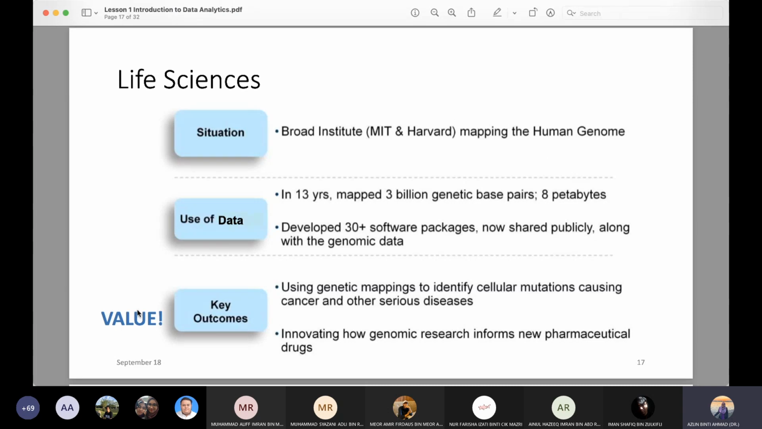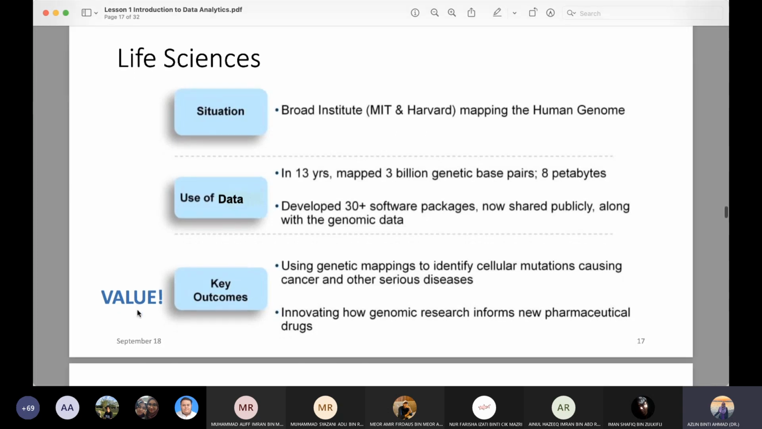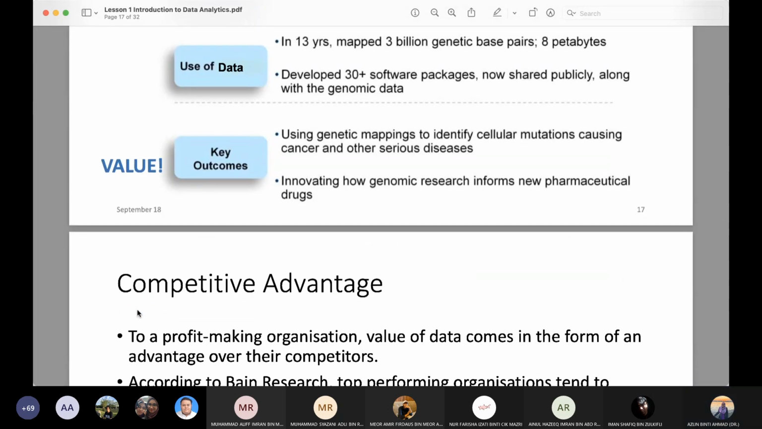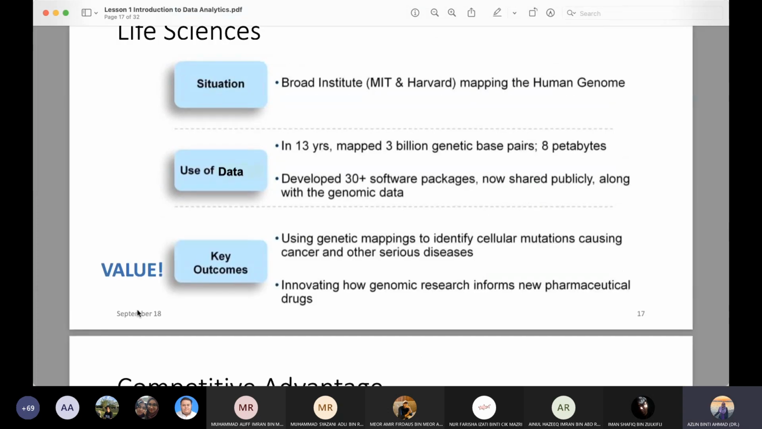And for life sciences, the MIT Broad Institute mapping the human genome, and then based on the situation, based on the data, they can map the 3 billion genetic base pairs and then develop more than 30 software packages for this genomic data. So it gives lots of benefits lah, okay, to the pharmaceutical area. Okay, banyak lagi dia punya case studies.